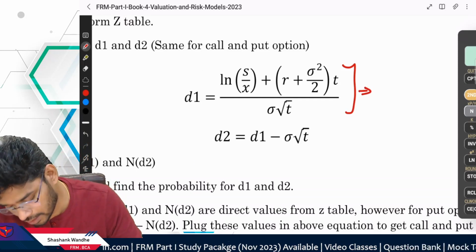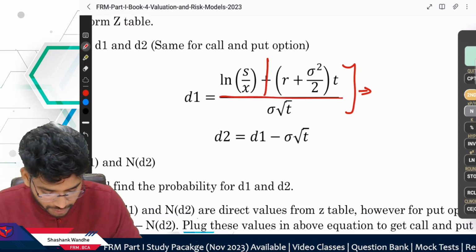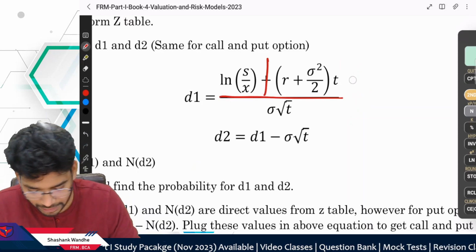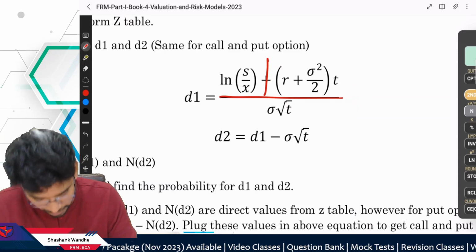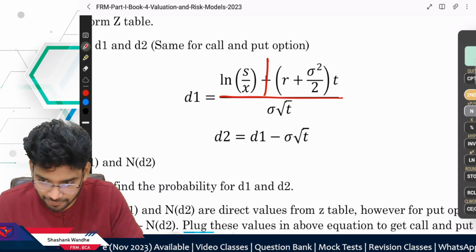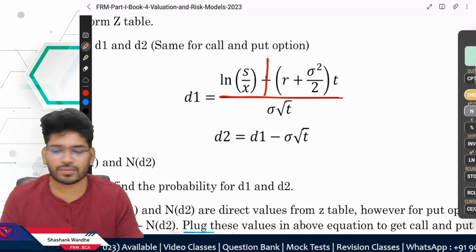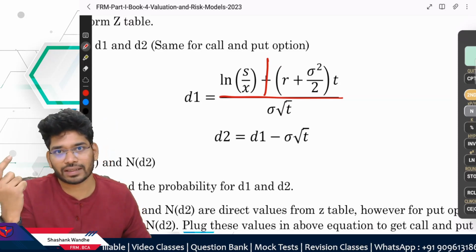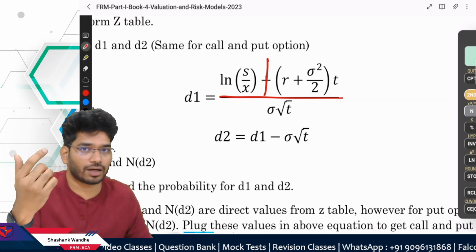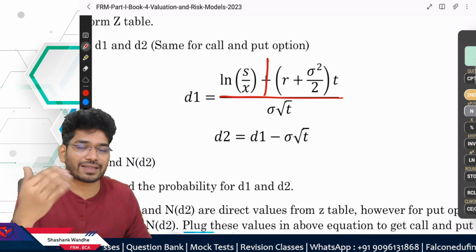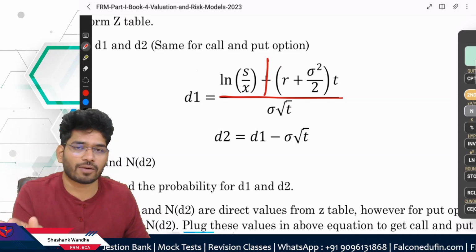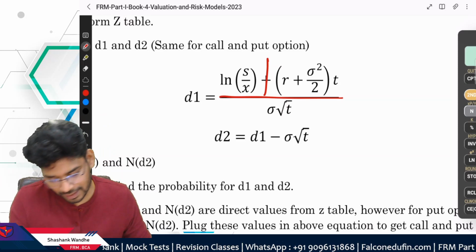Fine. Divide this formula into 3 parts first. So first we are calculating the d1 part. For d1, our formula is ln of S upon X. How do we calculate the return? ln of S_t upon S_t minus 1, like that, right? So the same formula is applicable here: ln of S upon X.